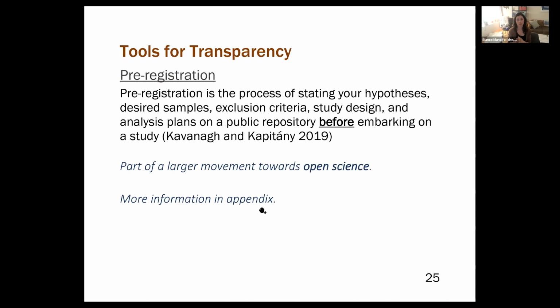So some tools for transparency. One is pre-registration. And pre-registration is simply the process of stating your hypotheses, desired samples, exclusion criteria, study design, and analysis plans on a public repository before you embark on your study. What are you going to do before you do it? And I have a whole section on what pre-registration is, how to do it, what it's not, some misconceptions about it in the appendix of this. So I won't spend too much time on it right now.